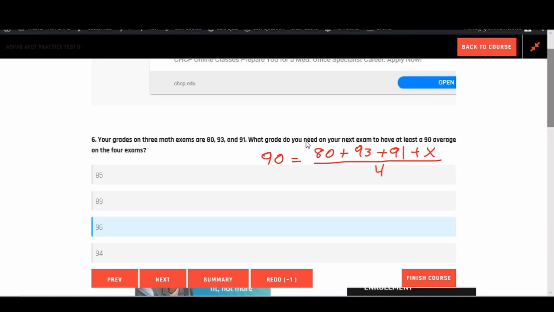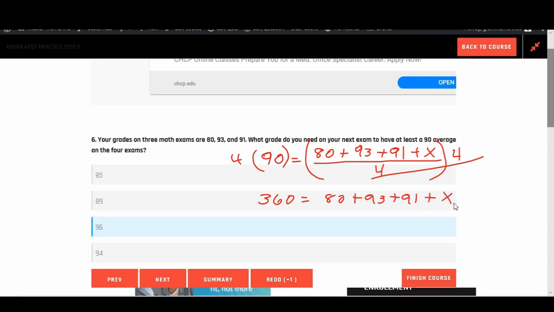So the first thing I'm going to do is get rid of this 4 by multiplying both sides by 4. This simply crosses out. And 90 times 4 is actually really easy to do in your head. 9 times 4 is 36. Therefore, 90 times 4 is 360. And let me move that up a little bit so we can have some more space to work with. Again, 90 times 4 is 360. We're left with 80 plus 93 plus 91 plus x.